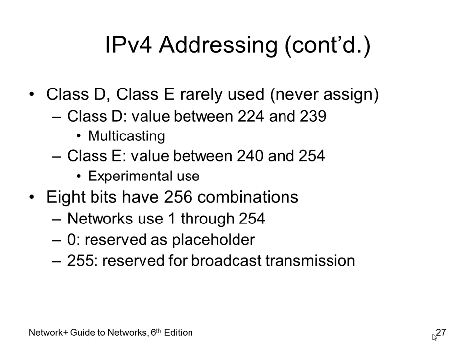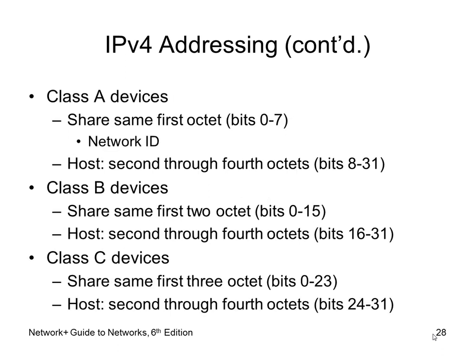You can't use all of the addresses. Kind of sucks. Okay? Class A devices share the first octet, 0 through 127, which is the network ID, then the host is everything else. So the Class A network, the first octet, the first 8 bits, are the network ID. Then the rest is the host. Class B network, the first 2 octets are your network ID. All the rest are your host. Class C network, the first 3 octets are your network ID, and the last one is your host.